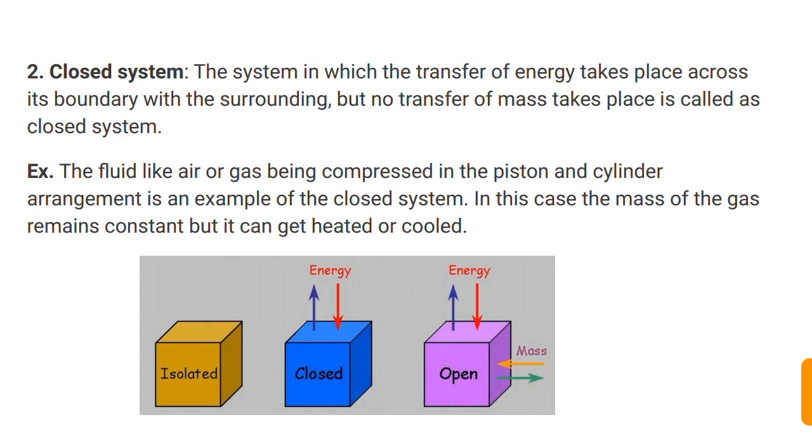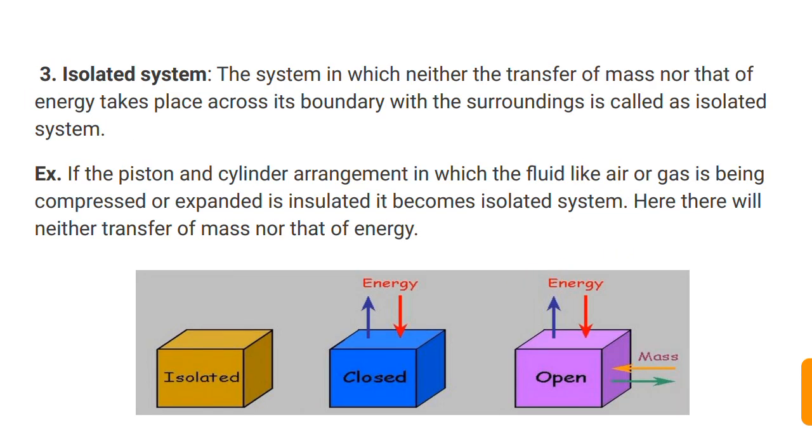Now the third one is the isolated system. As you can see, there is no mass transfer and no heat transfer in this picture, and the definition is: the system in which neither the transfer of mass nor that of energy takes place across its boundary with the surrounding is called an isolated system.